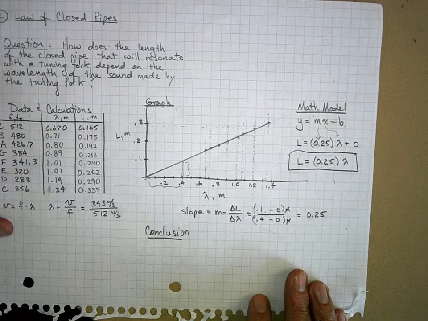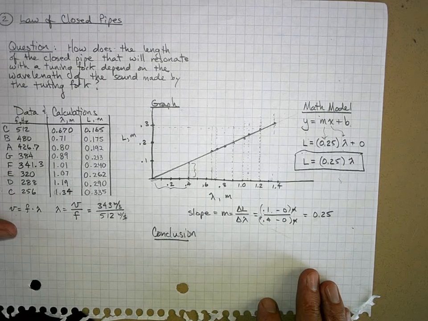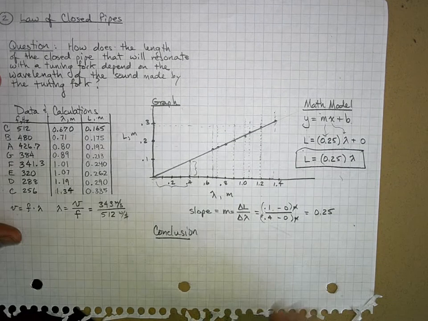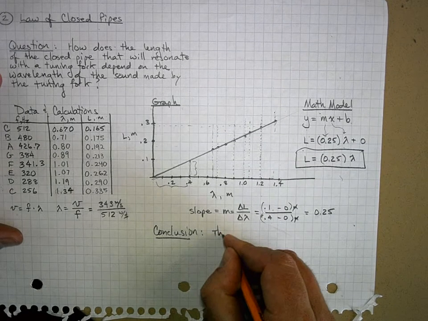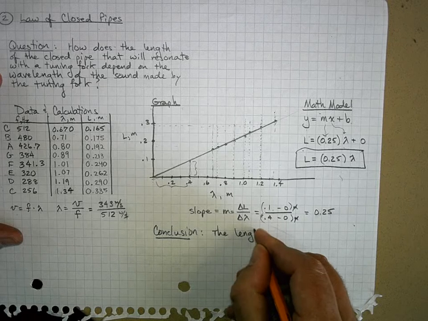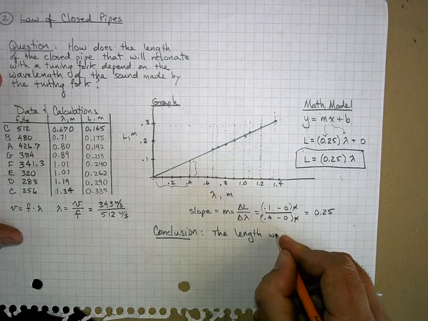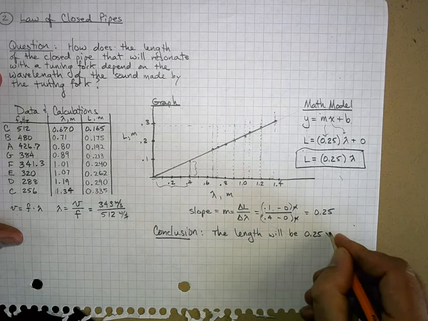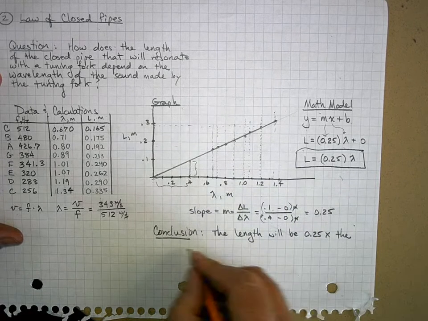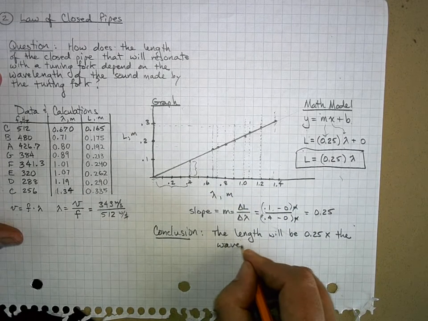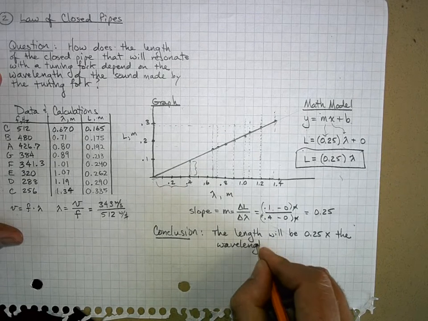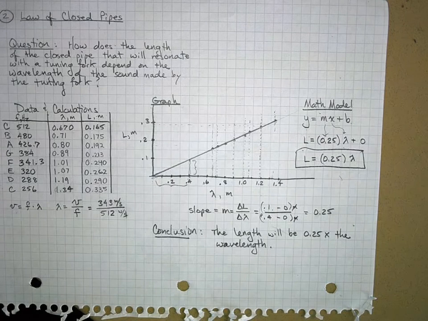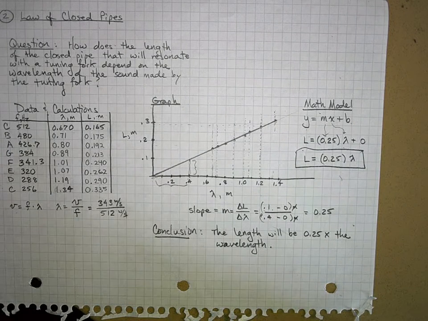Basically the question was, how does the length depend on the wavelength? So we can say the length will be 0.25 times the wavelength for a closed pipe resonator. Okay, that's our conclusion.